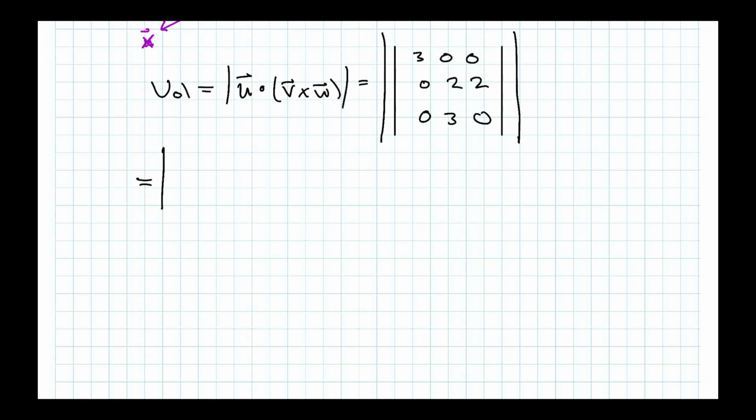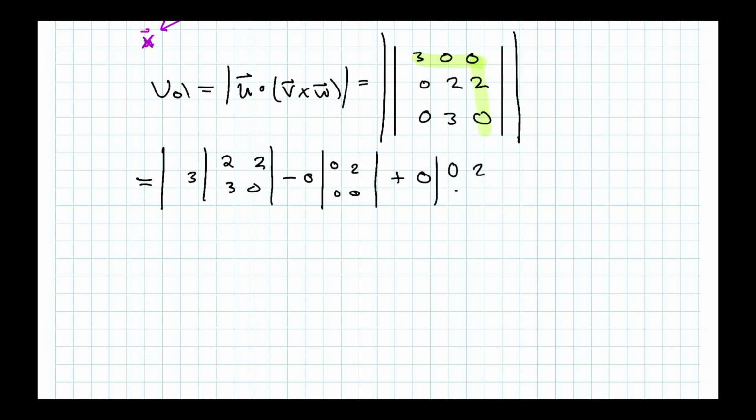If you expand along the top row here, you get 3 and then a 2 by 2. And the 2 by 2 is 2, 2, 3, 0. But then you get minus 0 and then a 2 by 2 when you take that one. So you end up with 0, 2, 0, 0. And then your last one, you have plus 0 and then 0, 2, 0, 3.